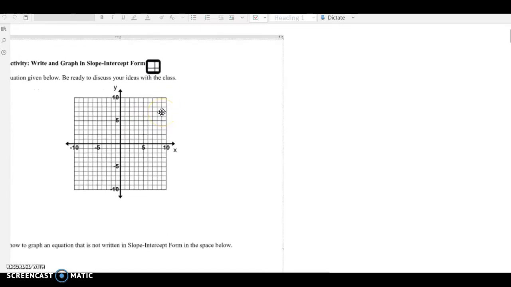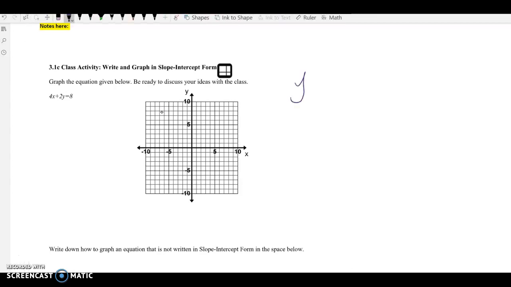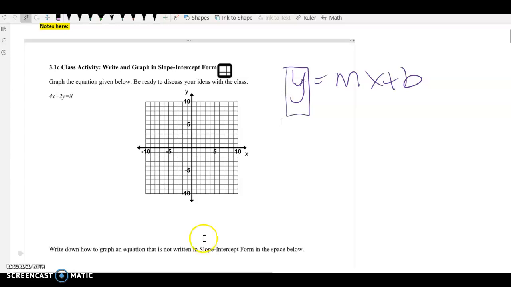All right, so 3.1c is all on writing and graphing in slope-intercept form. It says graph the equation below. Be ready to discuss your ideas with the class. So when we look at this, I know that slope-intercept form is y equals mx plus b. So your ultimate goal, you guys, is to get this y by itself on one side of the equation.